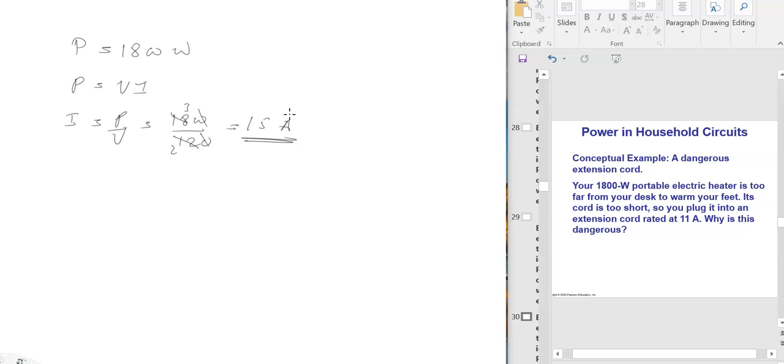Okay, so what do you do? Either you move yourself towards the electric heater or get a bigger extension cord rated for 20 amps or so. Right.